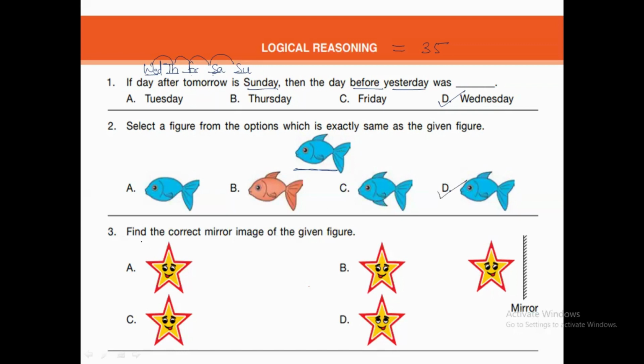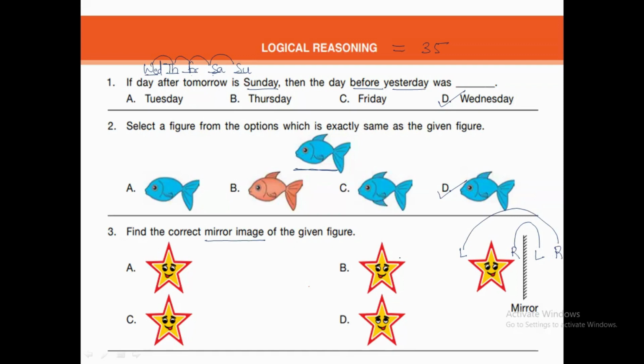Now let's move to question number 3, where you need to find the correct mirror image of the given figure. This is the given figure. We need to find the correct mirror image. What is the rule for finding a mirror image? When we are finding the mirror image, suppose this is the right side of the image and this is the left side of the image. What is happening with the mirror image? This right side becomes the left side of the mirror image, and this left side becomes the right side of the mirror image. We have to keep this in mind, and then only we will be able to find the correct answer.